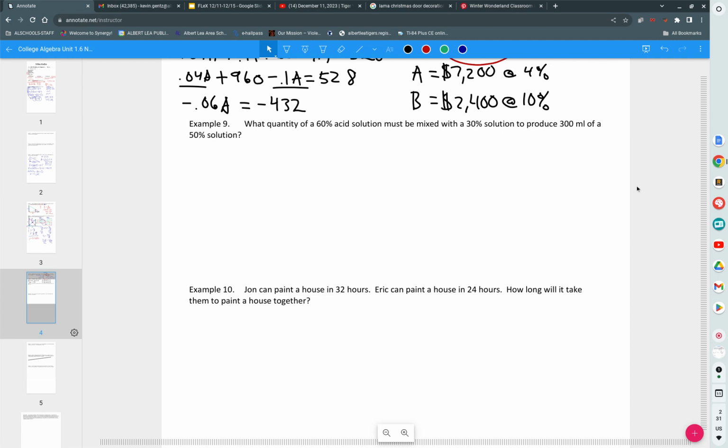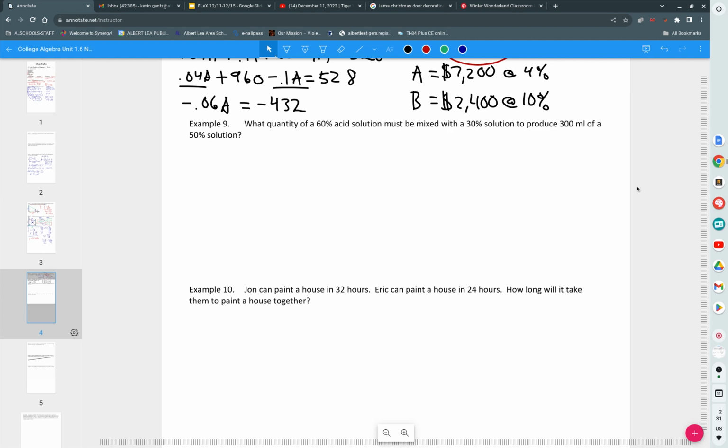300 combined. Okay? Now, if I got 30 and I got 60 and I dump an even amount out, anybody know what percentage the new solution is going to be? 45%. 45% is going to be right in between them, right? So if I want 50, am I going to have to dump more of the 60 or more of the 30? 60. You have to dump more of the 60. Everybody see that? So I know I need to come up with 300. I know I'm going to dump more of the 60.